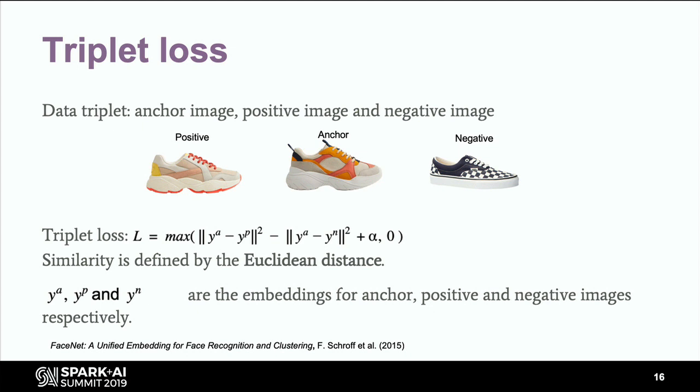What that means is that you feed your model with three images, like a triplet. One is the anchor image, and the other is a positive image, so these two should be similar. You also feed a negative image, which is not similar to the other two. The triplet loss is simply defined by the Euclidean distance between the embeddings of the positive and the anchor minus the Euclidean distance between the anchor and the negative. Here, the Euclidean distance gives you the similarity: the smaller the Euclidean distance, the more similar the embeddings are.